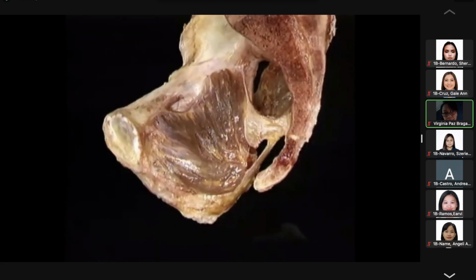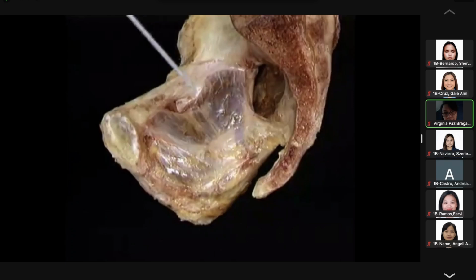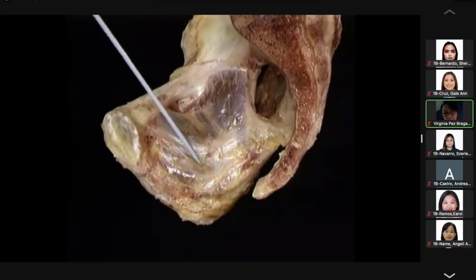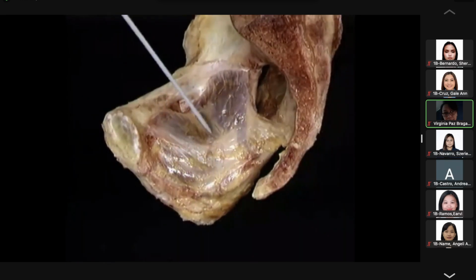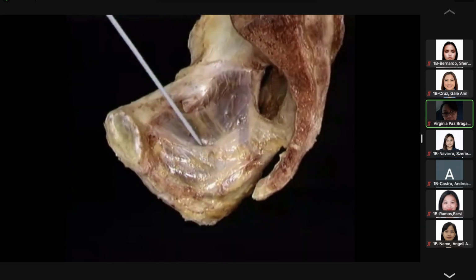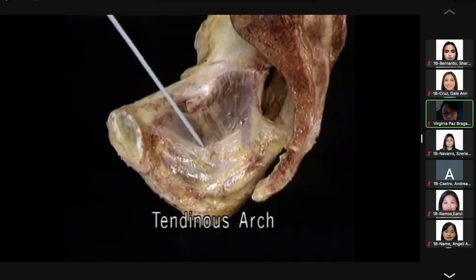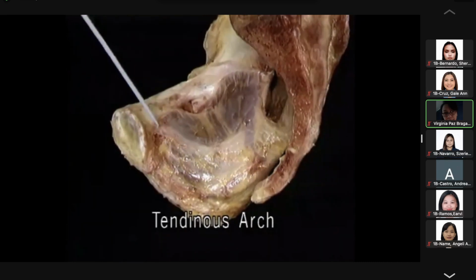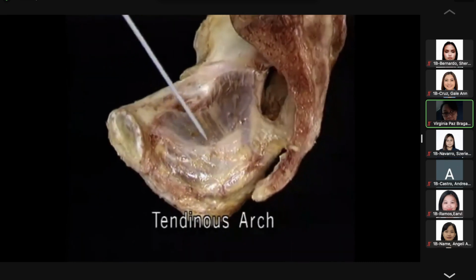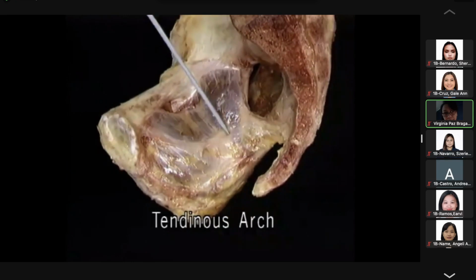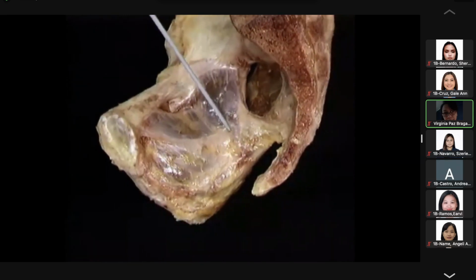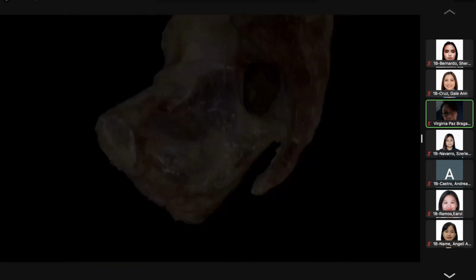The obturator internus muscle is covered on the inside by this layer of pelvic fascia. There's an important line of thickening in the fascia called the tendinous arch. The tendinous arch goes from the body of the pubis to the ischial spine. We'll see why the tendinous arch is important in a moment.